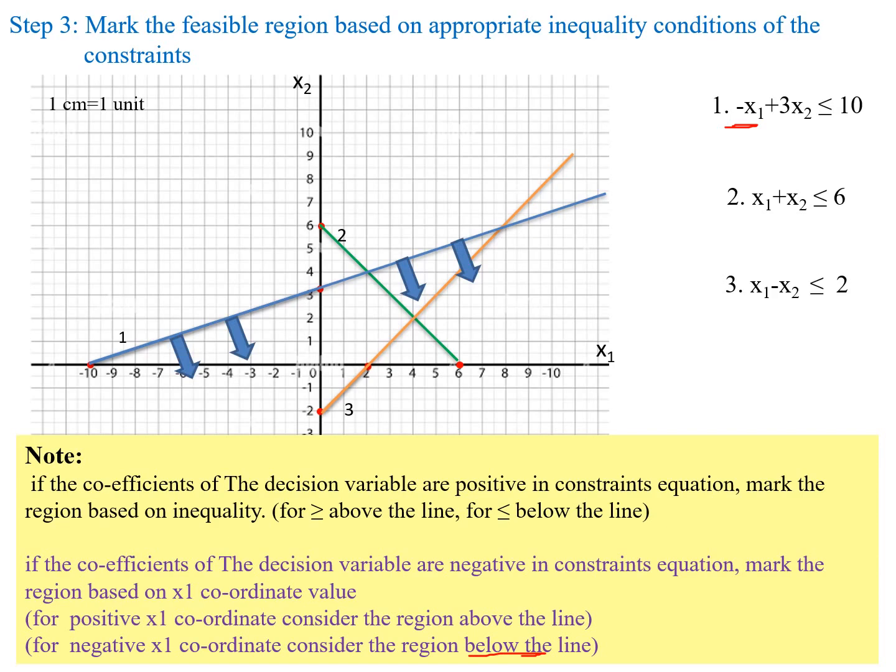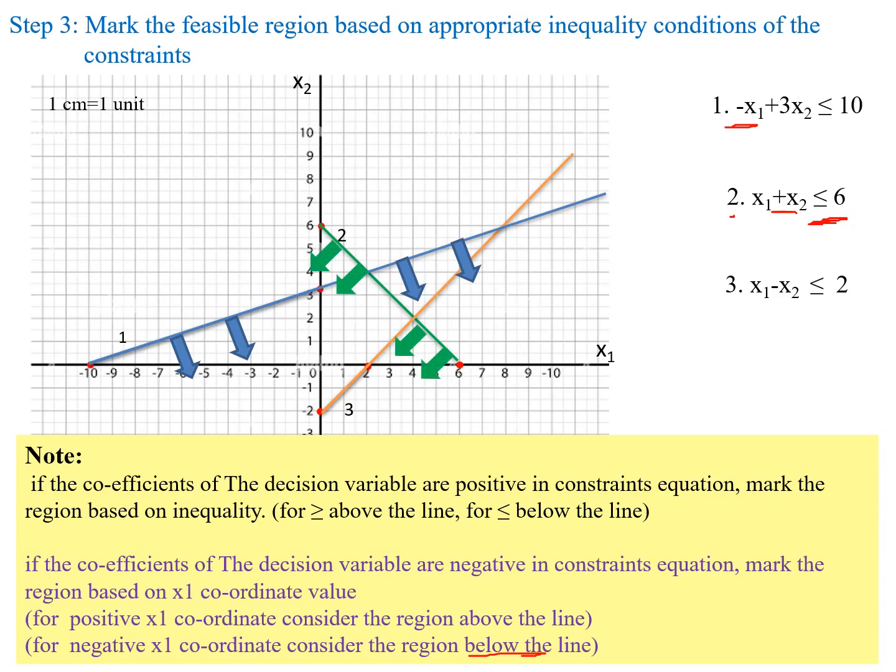Next, for the second constraint, we have to observe the coefficients for x1 and x2. Both are positive only. So the first condition is satisfied. Then we have to mark the region based on the inequality. Here we have the less than or equal to inequality, so we have to mark the region below the line.